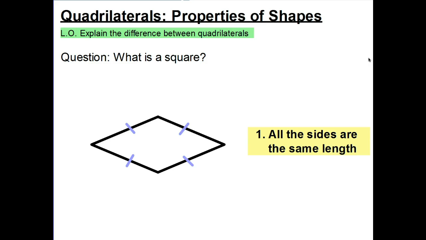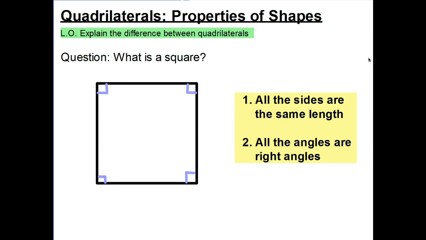This one's a rhombus. So what's different between a rhombus and a square? Well, a square has all right angles in it. So if we have a shape with four sides, all the sides are the same length, and all the angles are right angles, then we must have a square. They're the properties that make this shape unique.